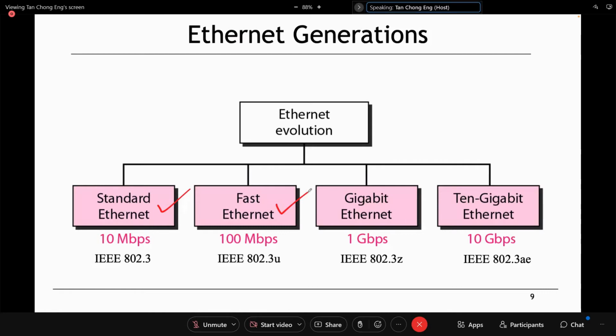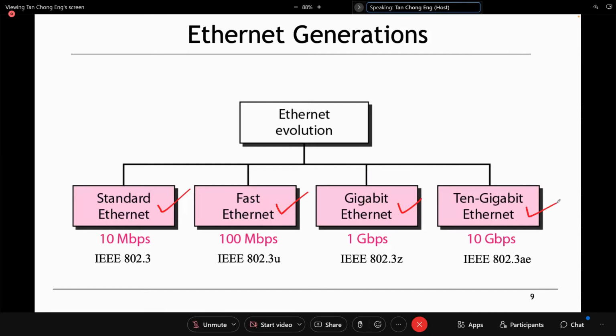You can see the speed increases and the name also changes. And then today we have Gigabit Ethernet. Actually, Gigabit Ethernet is not new. It runs at 1 gigabit per second, and it comes with a new standard as well, 802.3z. The more recent one is the 10 Gigabit Ethernet, running at 10 gigabit per second, and this is what we call 802.3ae.